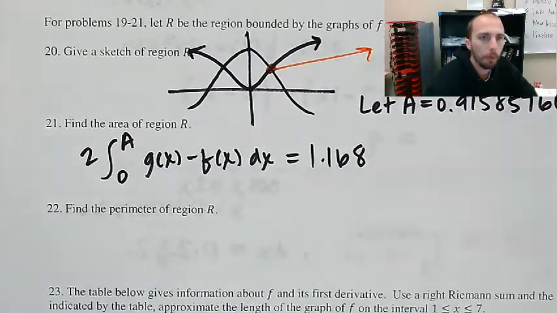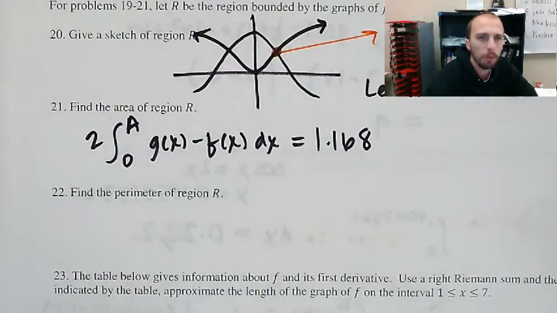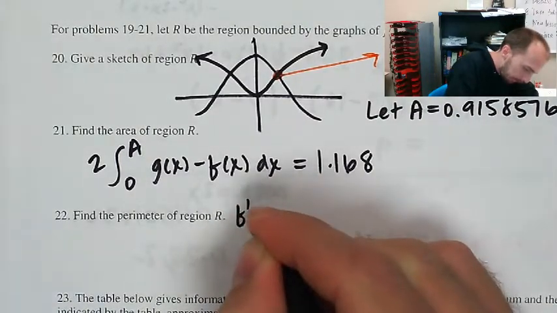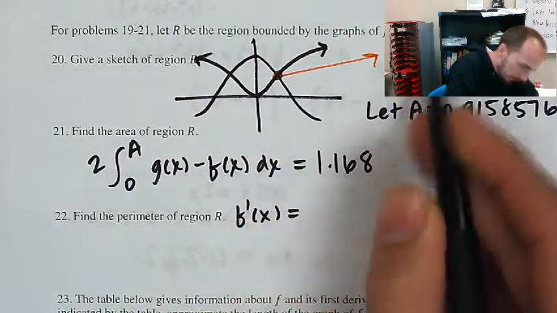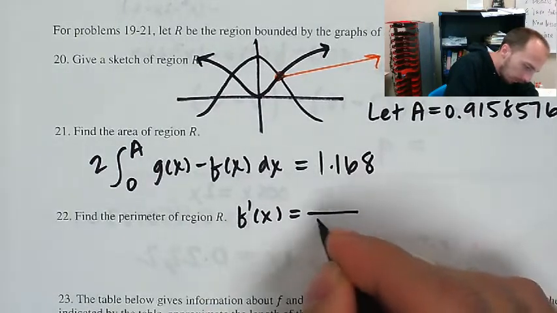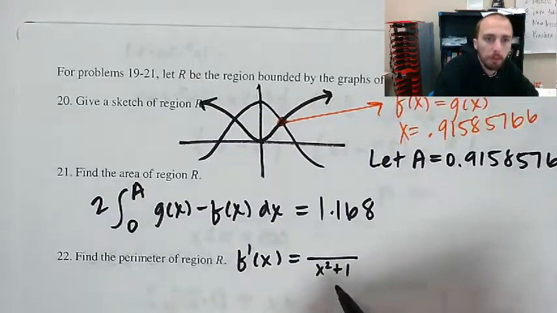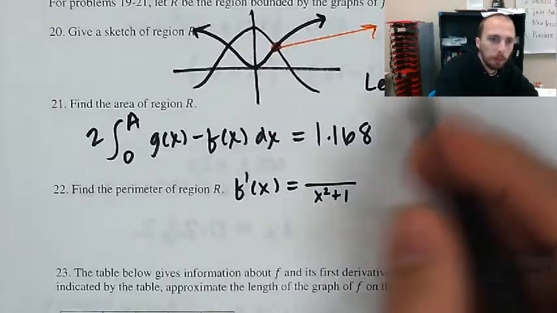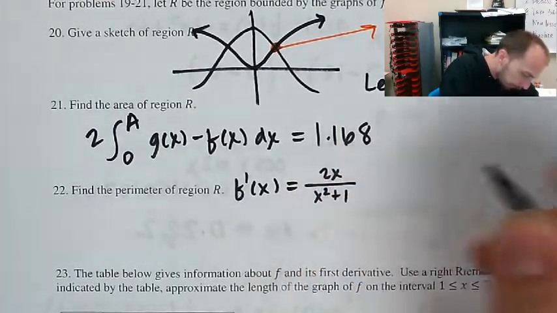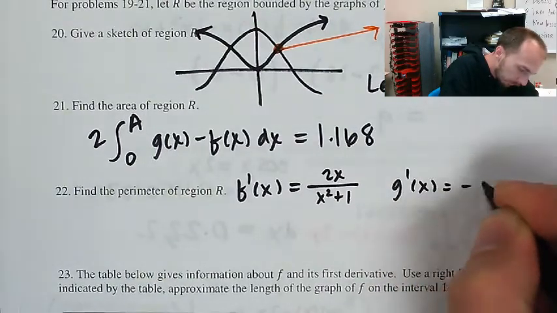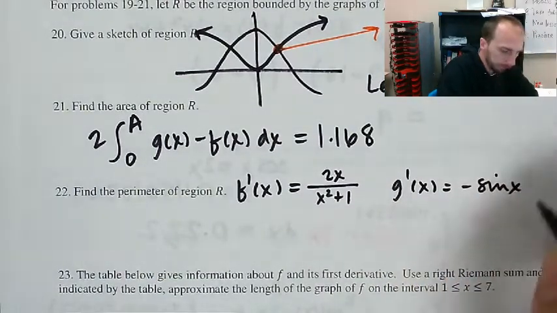Perimeter of R. All right, so we're going to split it up. f prime is equal to 1 over x squared plus 1 multiplied by the derivative of x squared plus 1 for the chain rule, right? So that would be 2x. And g prime of x equals negative sine x.